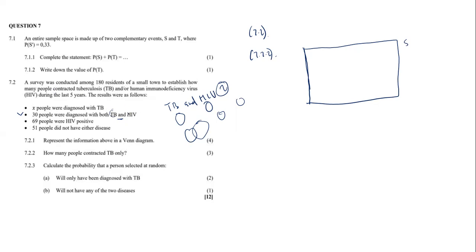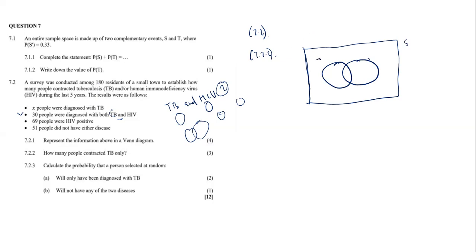So that means these people are found between the two events of TB and HIV. So when you draw your events, you're going to draw them with an intersection because of that "and". So how many people are in both events?